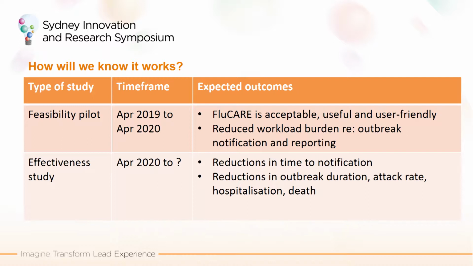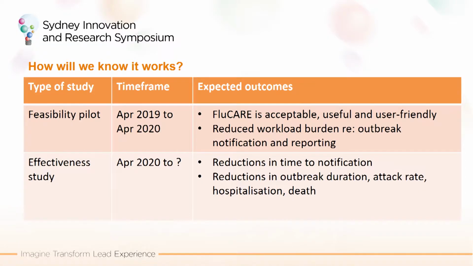And this will need to be quite a large study, given the burden of flu and outbreaks. But really, at this point, we're looking at, does it actually meet its aims, and does it reduce those health impacts for those elderly residents in nursing homes? So some of the key outcomes we'll be measuring is that reduced time to notification, because there's really good evidence to show that if we can reduce that time that we get notified, and the nursing home staff implement those response actions, we can reduce the outbreak duration and we can reduce hospitalisations and deaths.